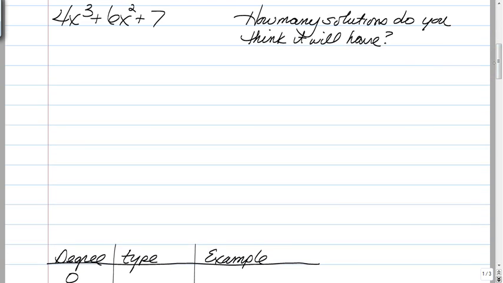So this next one, we have 4x cubed plus 6x squared plus 7. How many solutions do you think it will have? You're going to guess, and let's say you guess 3. If you guess 3, you have a good chance of being right. However, for this particular equation, you only have one real solution because your graph looks a little something like that, and the only time it crosses the x-axis is right there.